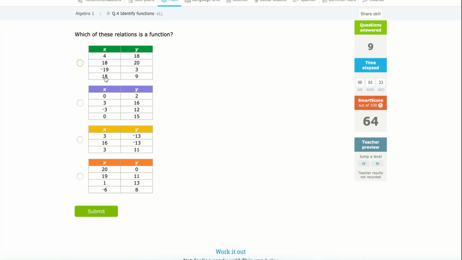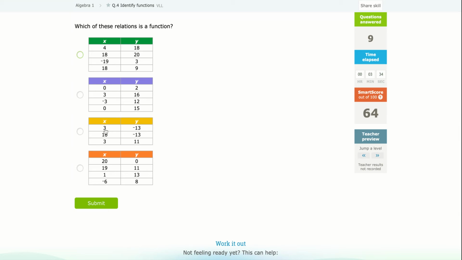I have an 18 and another 18. This 18 goes to 20, this 18 goes to 9. That's not a function. I have two 0 values. This 0 goes to 2 and this 0 goes to 15. That's not a function. I have two 3 values. 3 goes to negative 13, 3 goes to 11. That's not a function. I don't see any repetition in x, so that is my function.